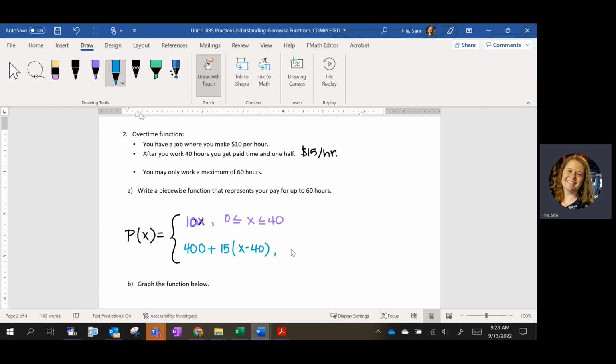Okay, so then I give the restriction. This is the equation I will use when x is between 40 and what? Because 60 is the maximum. Do I put an or equal on either of those? The 60, because you can work up to 60 hours, so you can equal exactly 60 hours. You do not put an or equal on 40. If you're working exactly 40 hours, you're getting your regular rate. Y'all feel okay about that one? Some of you may have simplified that, and that's fine, but you can leave it just like this. That's okay as well.